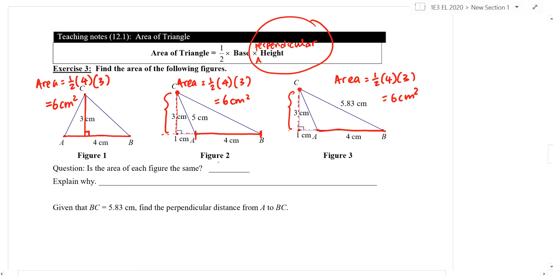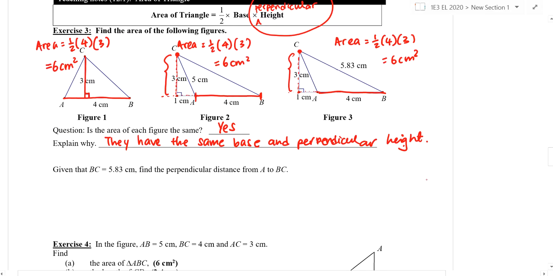Is the area of each figure the same? Yes. Explain why. They have the same base and perpendicular height. With the same base and perpendicular height, even though the shapes may be different, they are going to have the same area. Now in figure 3, BC is given to be 5.83 centimeters.